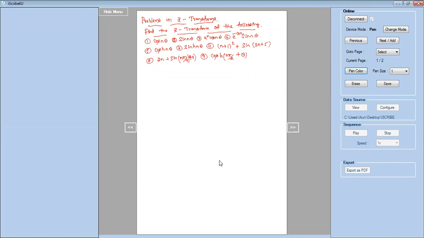Okay, right guys. So these are the standard problems. If you know these problems, it is more than enough. I'll give one more also, 10th, sin h of n pi by 2, enough. See, these 10 problems, if you practice, you can solve any problem in the Z transformations.